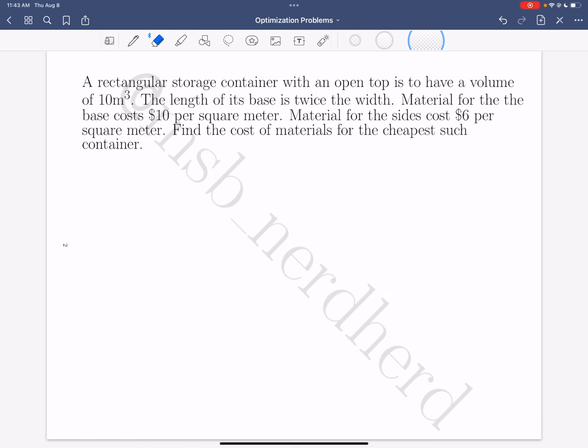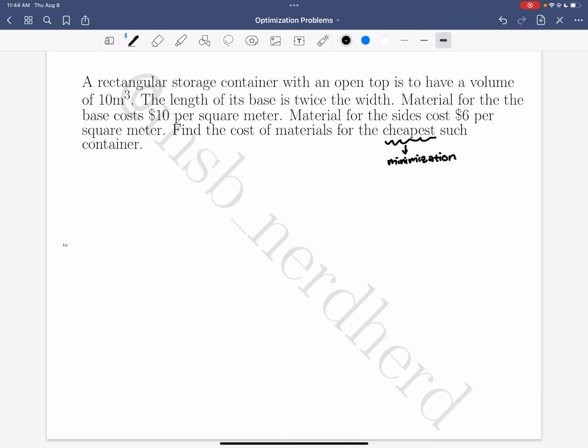So the problem reads as follows. A rectangular storage container with an open top is said to have a volume of 10 meters cubed. The length of the base is twice its width, and material for the base costs $10 per square meter. Material for the sides costs $6 per square meter. So we need to find the cost of materials for the cheapest such container. Cheapest is telling us minimization. But that doesn't really make a difference until the very end when we have to double check things.